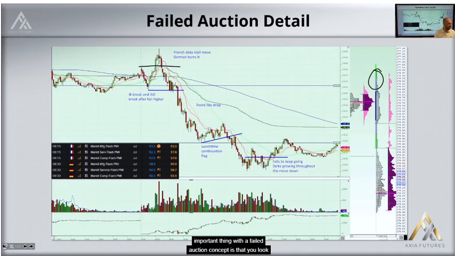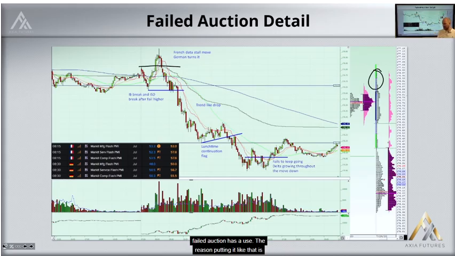I think the most important thing with a failed auction concept is that you look at it from the point of view of, would a failed auction be ideal in this situation? So it's a way of getting yourself into a trade if you can see the other side of the potential. So in this case, you could see the potential for the reversal down, therefore the failed auction has a use.